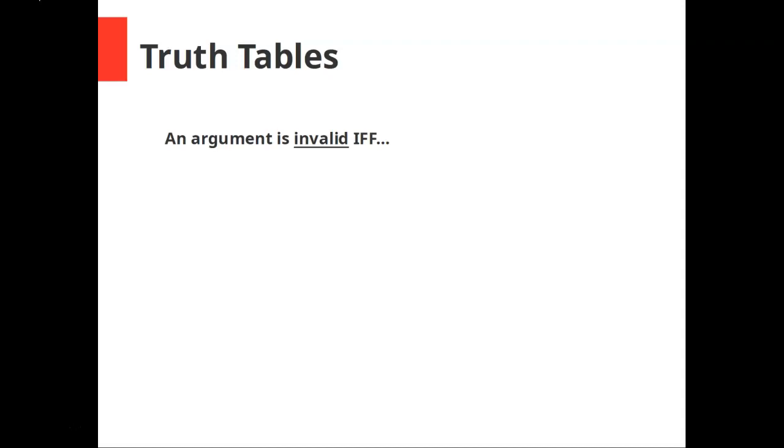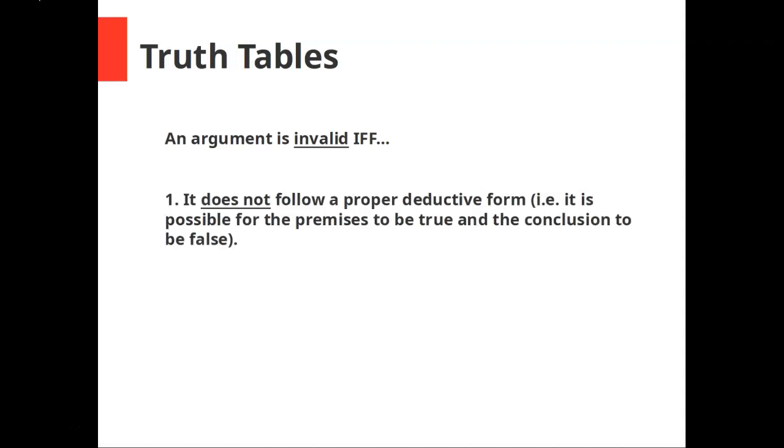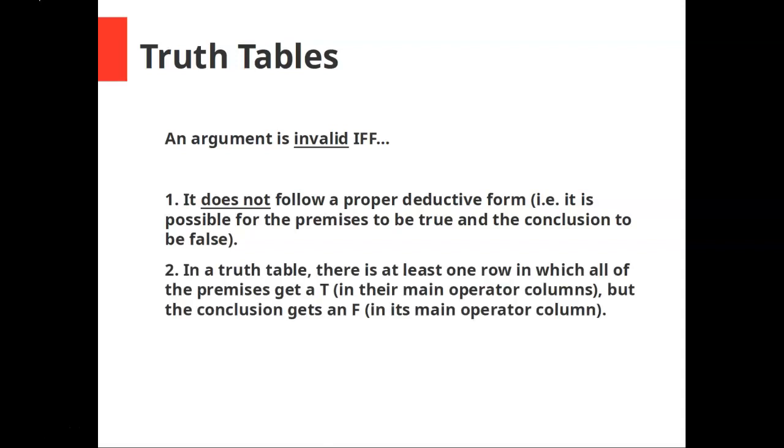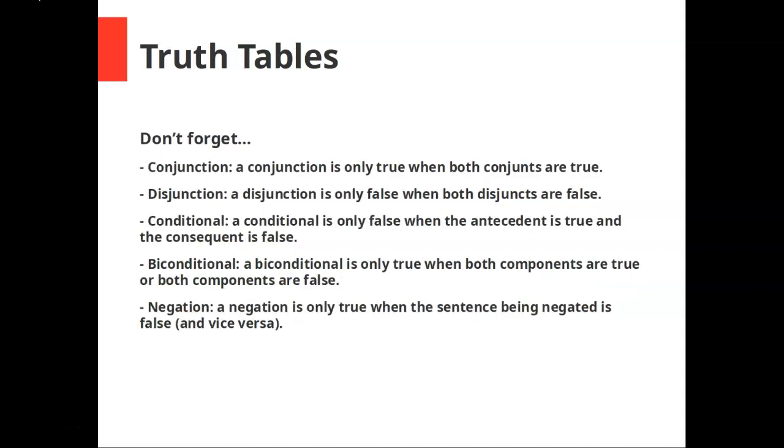Of course, then, what does it mean for an argument to be invalid? An argument is invalid if and only if it does not follow a proper deductive form. In other words, it is possible for the premises to be true and the conclusion to be false. The second part of that definition: an argument is invalid if and only if, in a truth table, there is at least one row in which all the premises get a T, but the conclusion gets an F. And again, we will see what that means once we do some truth tables.